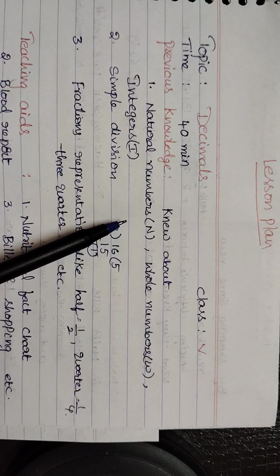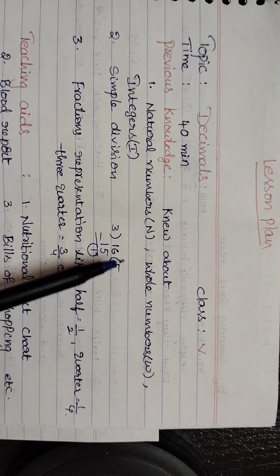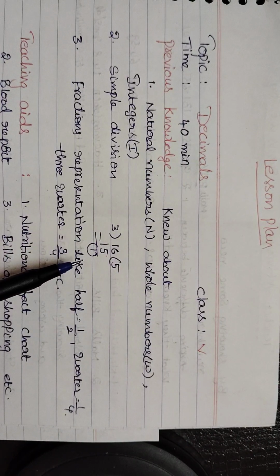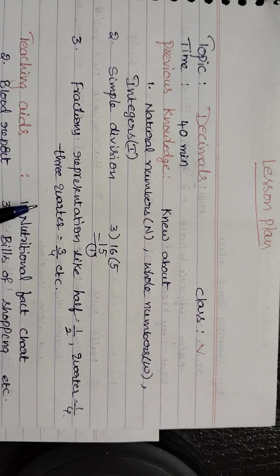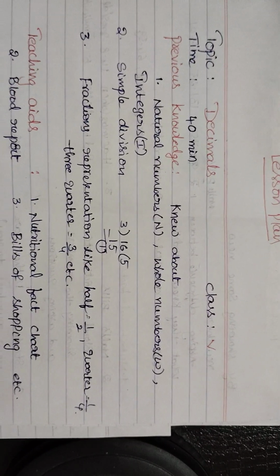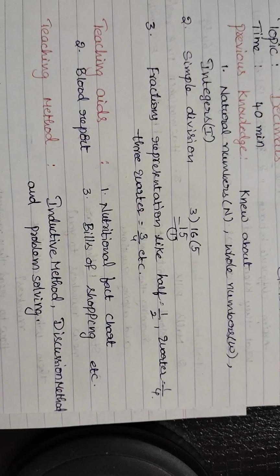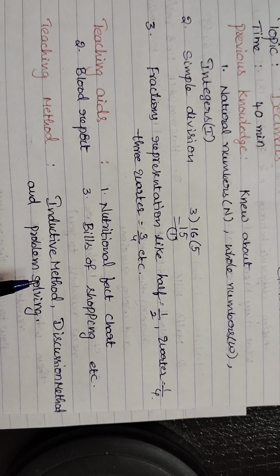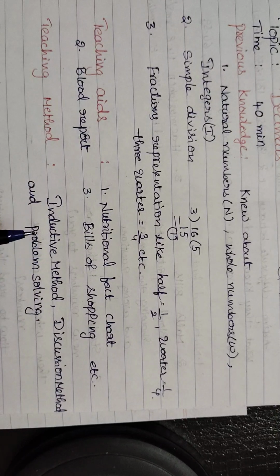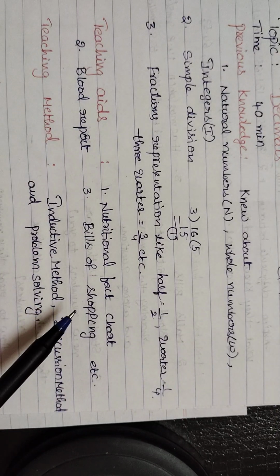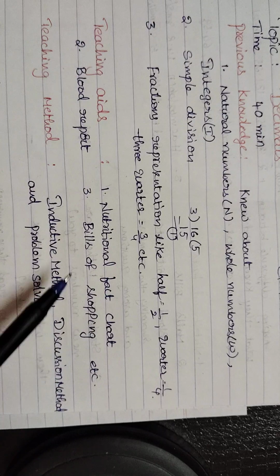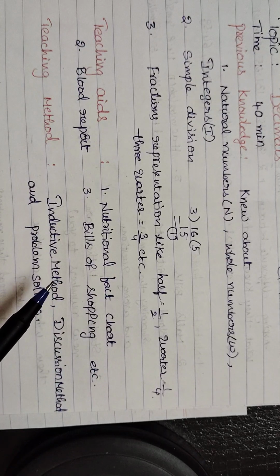The child must know about natural numbers, whole numbers, integers, simple division, and representation of fractions like a half, 1/4, 3/4, 3/10, 4/100 in that way. Teaching aids: other than blackboard and chalk piece, I have collected aids to teach decimals.